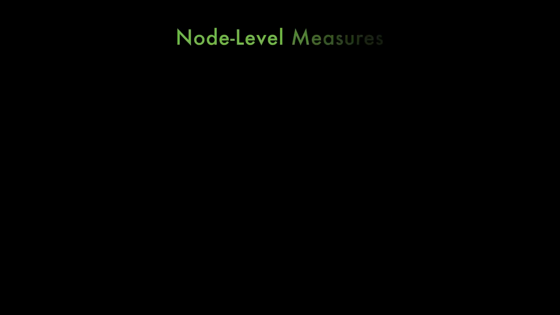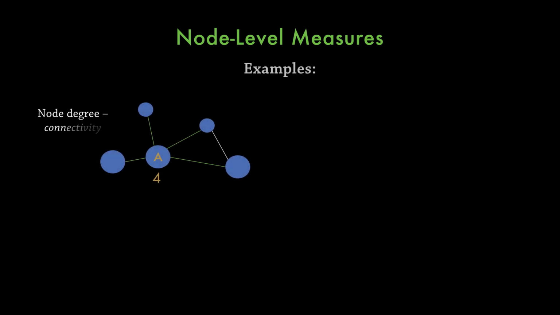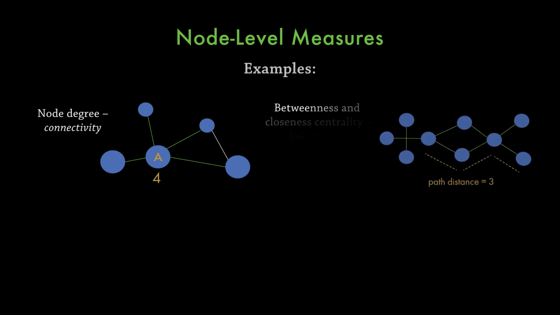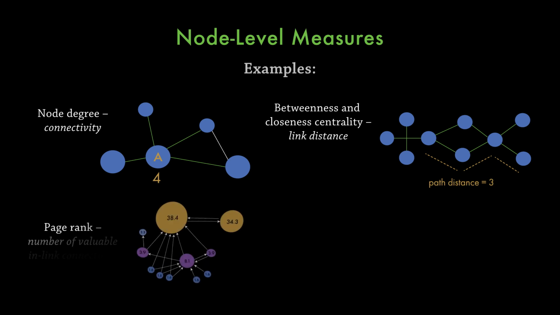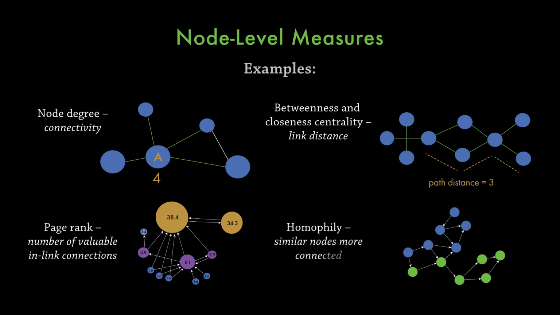There are many other types of node-level measures that focus on the importance of a node. Examples include node degree, which is just the number of connections a node has. Others are betweenness and closeness centrality, which are related in different ways to how close nodes are to other nodes in terms of links. Page rank is a measure of how many valuable links come to a node. In other words, its in-link connections. Homophily refers to connections being more common among nodes that are similar.